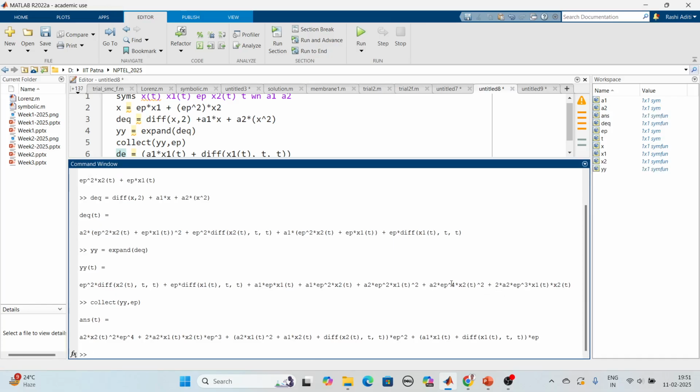Like there was somewhere it was power of 4, somewhere it was power of 3. There was not a particular order in which the expression was arranged. But when I have applied collect(y, ep), you can see my expression has now been specified in a particular arrangement. First I have the coefficients or the expression that is multiplied with ep to the power 4, then the value that is multiplied by ep to the power 3, then with ep to the power 2, and with ep. So now from here what can I get?